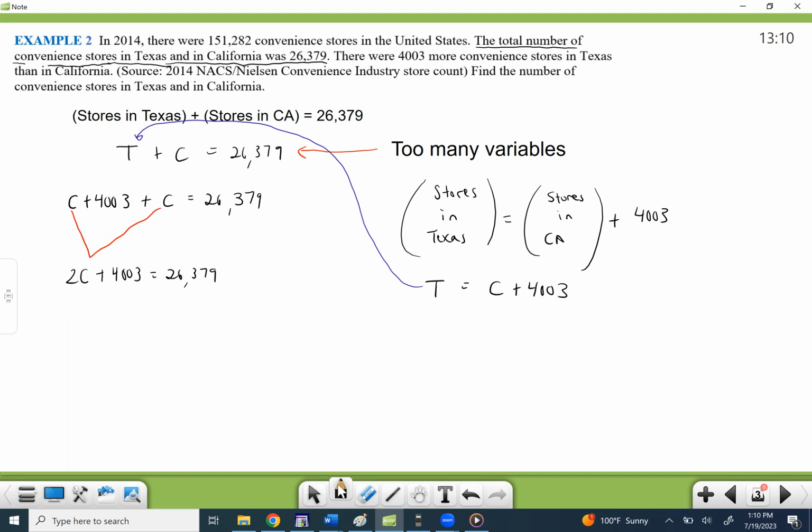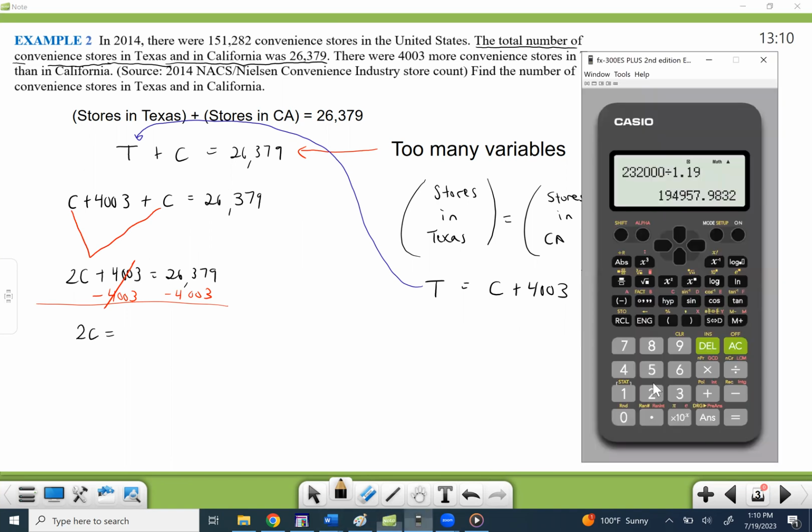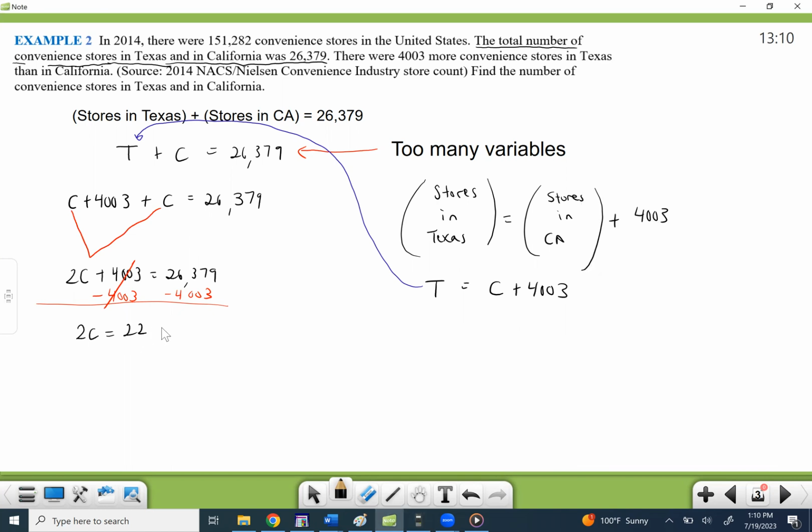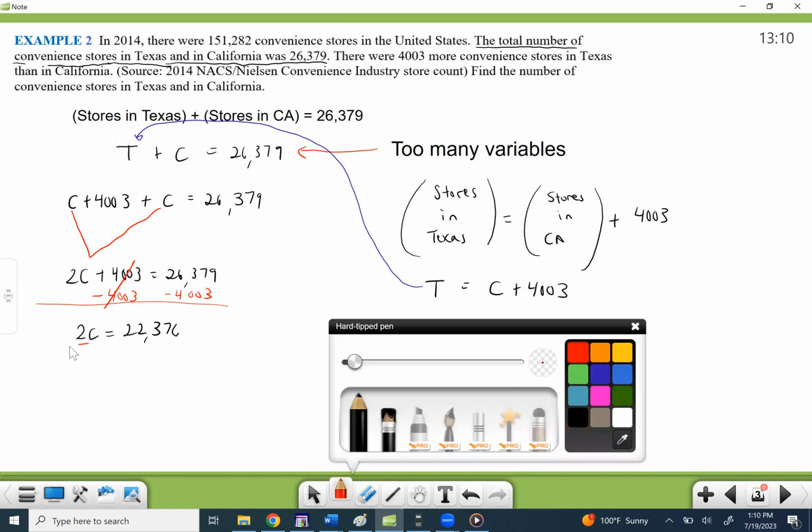Remember, the number in front of the variable is last, so that 2 is going to be the last thing I do. I'm going to do the 4,003 first. So I'm taking away 4,003 since it was addition. We always do opposites. All right, let me pull up the calculator here. So we've got 26,379. Take away 4,003. 22,376. And now we're going to go ahead and divide by 2.